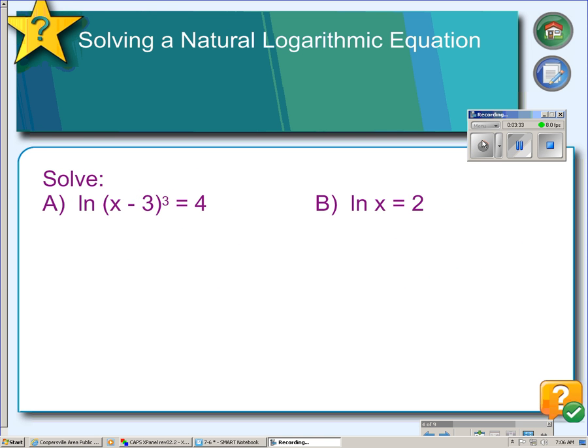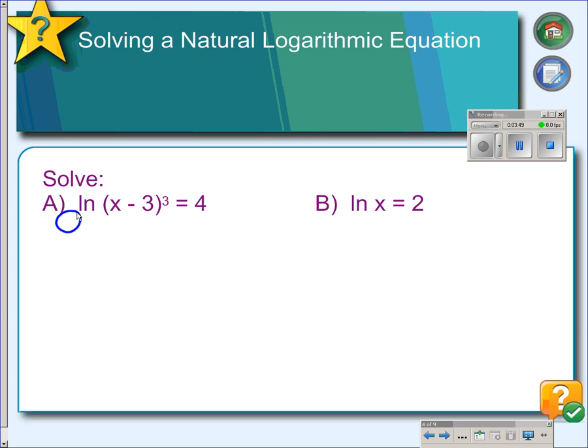Okay, here we're going to review solving equations. So, first of all, we have a natural log here, and we want to remove the log. The inverse to a log is an exponent. So if we put a base right here, that will cancel the log. The base we need is the one that's right here. Since it's an unwritten base, for a natural log, that means it's base e. So we're going to put a base e on both sides. That cancels the natural log, and now we have x minus 3 cubed equals e to the 4th.